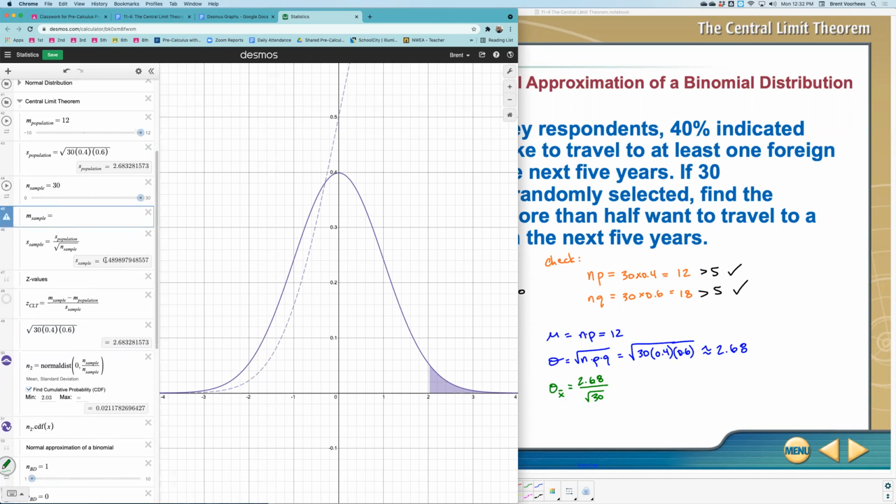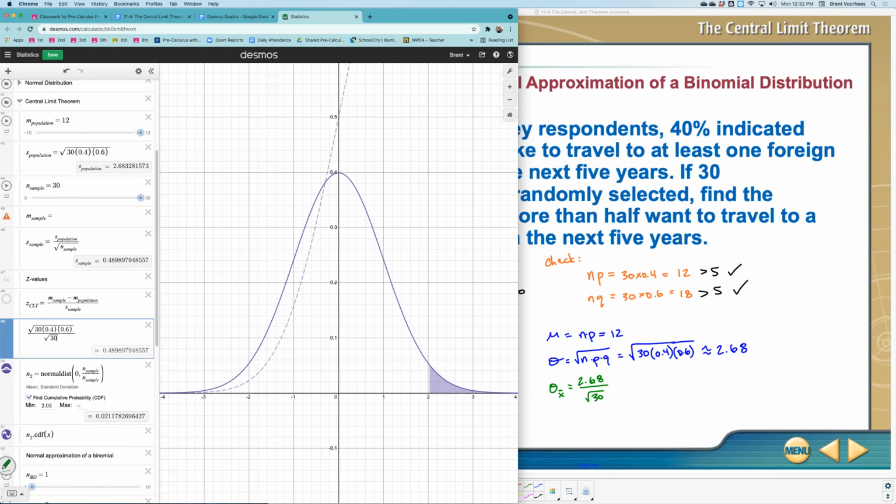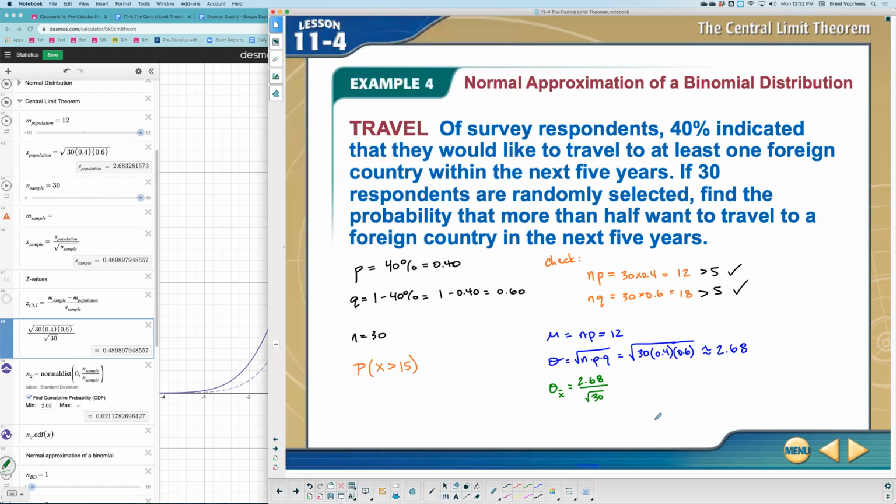But you can see here that this value, 2.68 divided by the square root of 30, is the same number you have listed right there. So those are the same values. So the calculator is solving for us. And it says the standard error here is 0.4898. Let's just say 0.4899. Or I could just say 0.49.